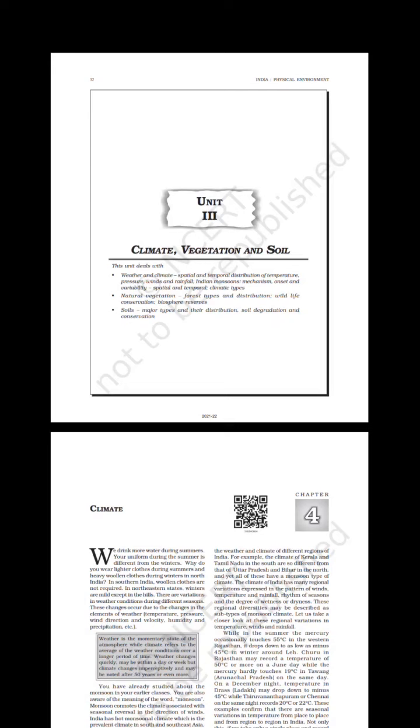India Physical and Environment Textbook in Geography for Class 11, Unit 3: Climate, Vegetation and Soil. This unit deals with weather and climate, spatial and temporal distribution of temperature, pressure, winds and rainfall, Indian monsoons mechanism, onset and variability, spatial and temporal, climatic types, natural vegetation, forest types and distribution, wildlife conservation, biosphere reserves, soils, major types and their distribution, soil degradation and conservation. Chapter 4: Climate, audiobook.